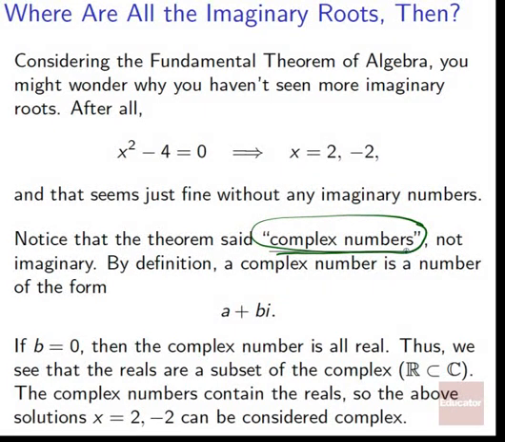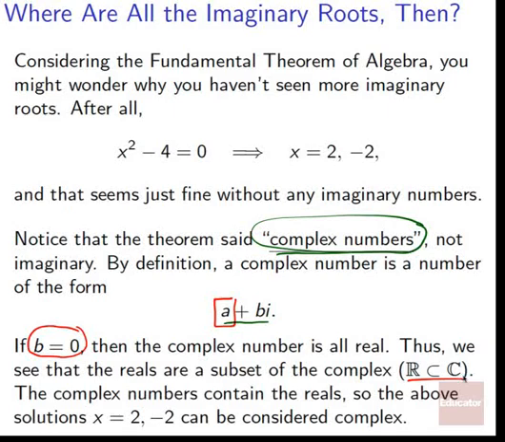Now, by definition, a complex number is of the form a plus bi. So notice, if we felt like it, we could say b equals 0. And if b equals 0, then the complex number is all real because we'll be left with just the a portion, and a is just a real number. So we see from this that the reals are a subset of the complex. The reals are contained in the complex numbers. The complex numbers have all of the real numbers inside of them because we can just cut off that imaginary component by setting b to 0.